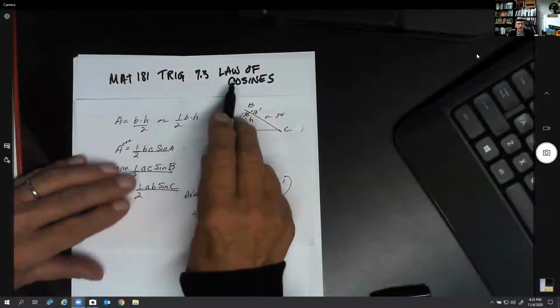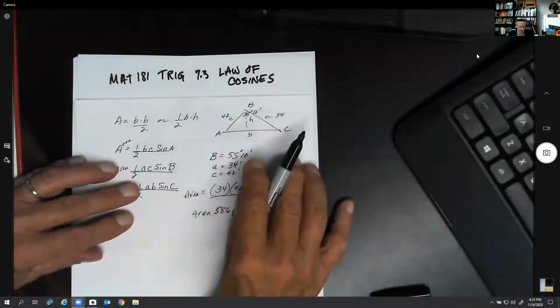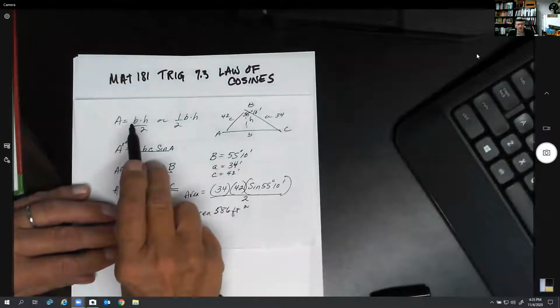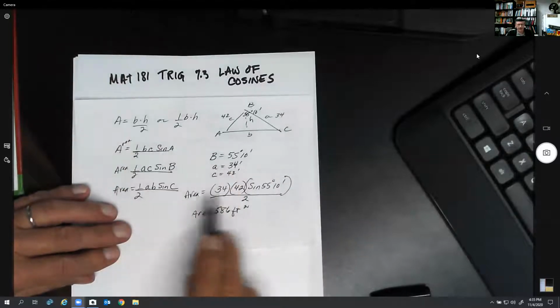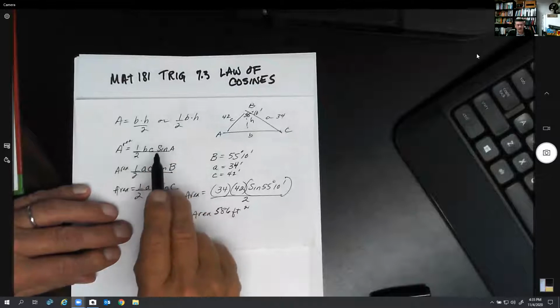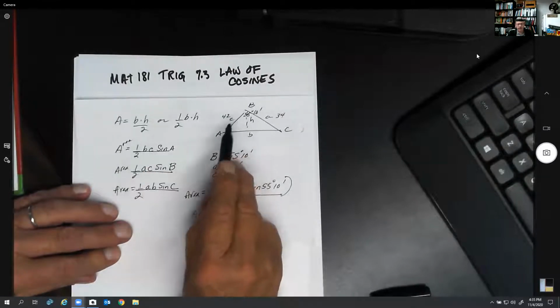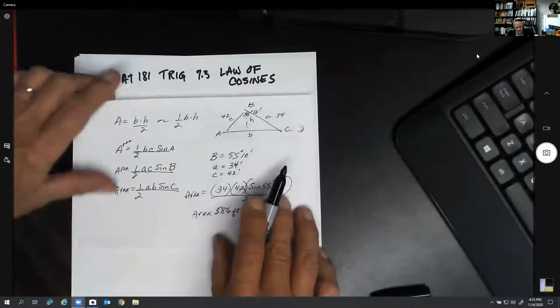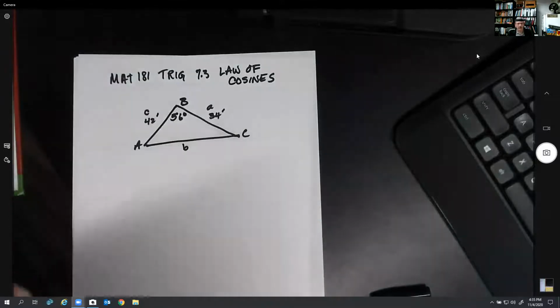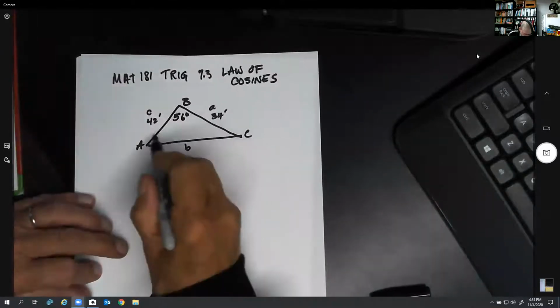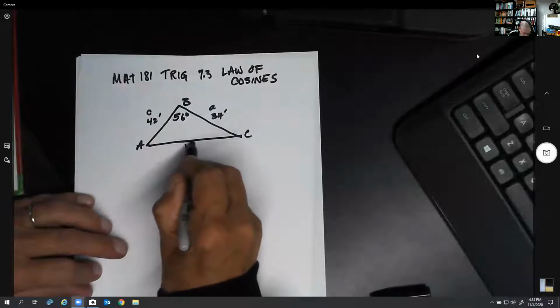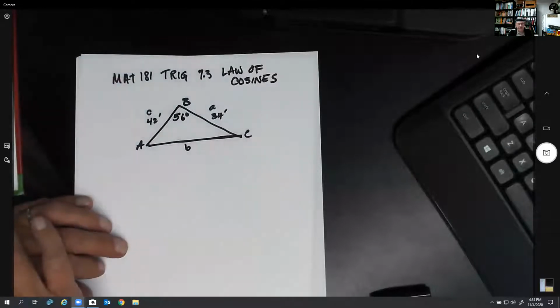Math 181, Trig 7.3, we discuss the law of cosines. Do you remember this problem from last time? We had to figure out the area of this. We saw there were some formulas, picked the correct one, and did it. So what I did is a little blow up of this problem. I said, well, what if, instead of the area, we wanted to find side B?